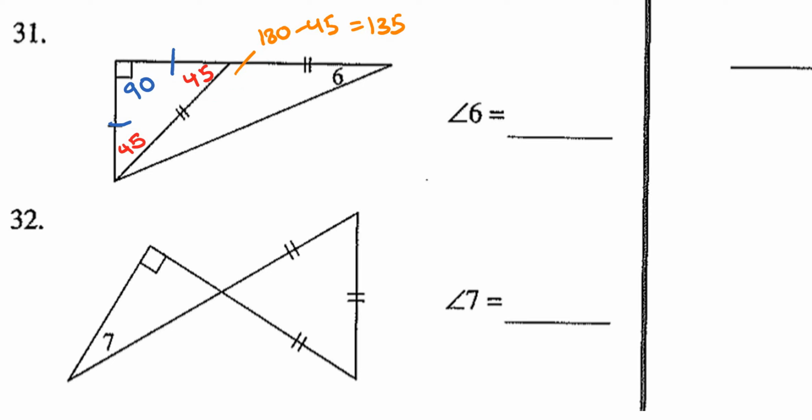So let me just erase that. And this will be 135 degrees. And then once again, I have another isosceles triangle here. So these two angles have to be the same. So 180 minus 135 is going to be 45, and then divide that by two. That's going to be 22 and a half. So 22 and a half would be my two corner angles. So 22 and a half and 22 and a half.